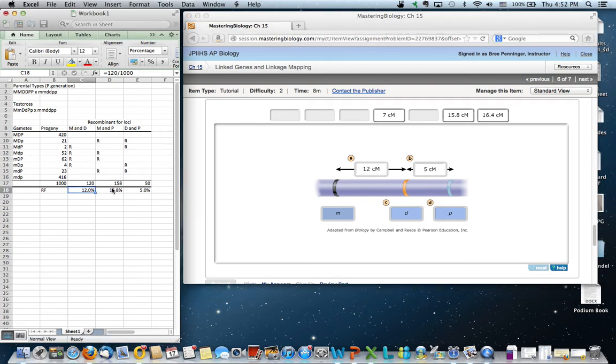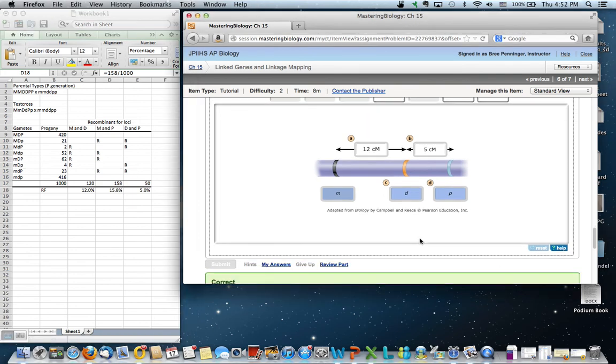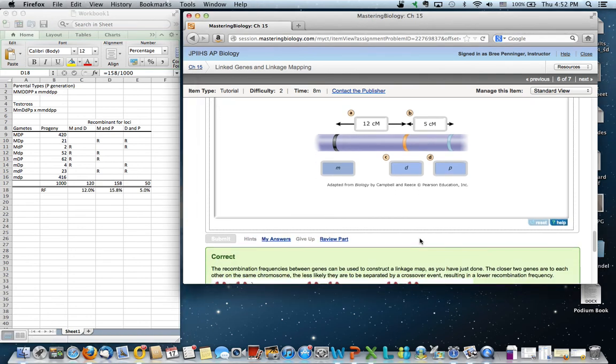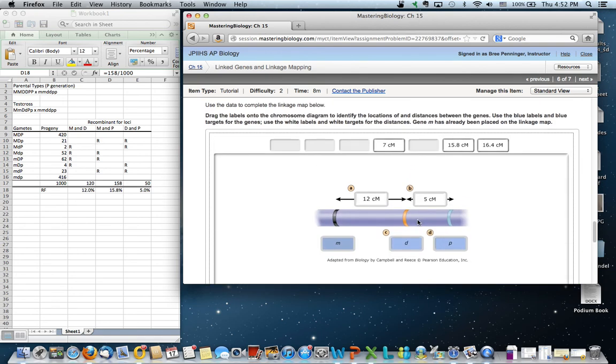That's not 15.8% exactly, but as you have learned, the map units are not precise measurements. They're intended to give you a general idea of how far apart the genes are. So that's how we do the math behind drawing this map.